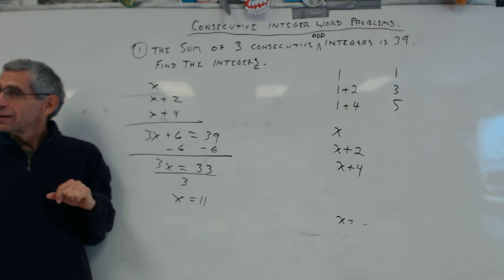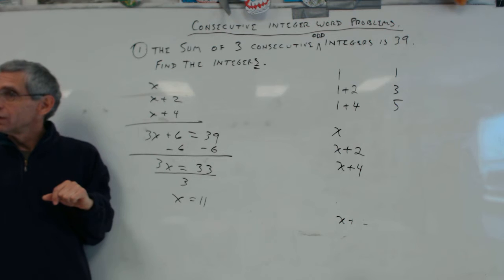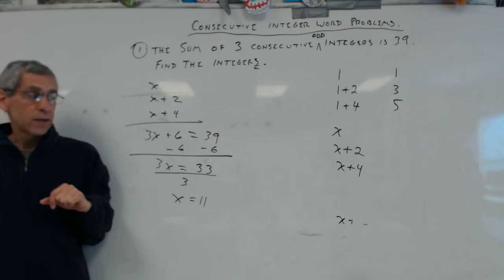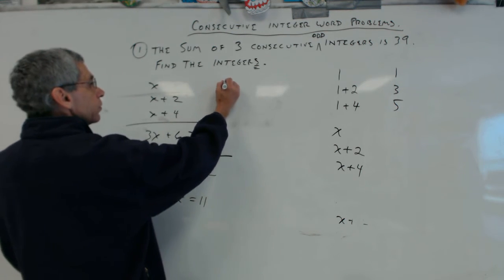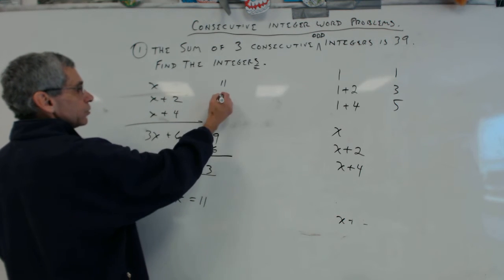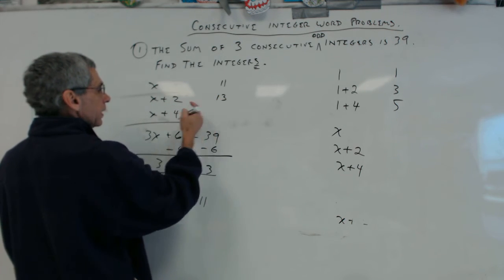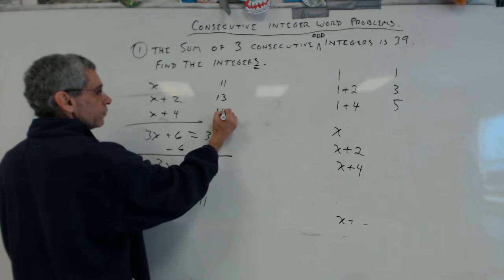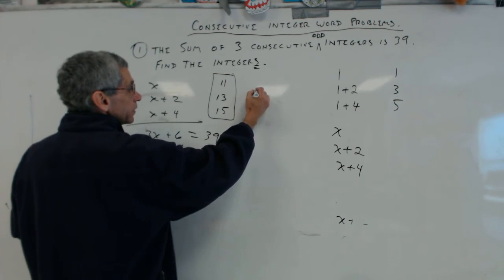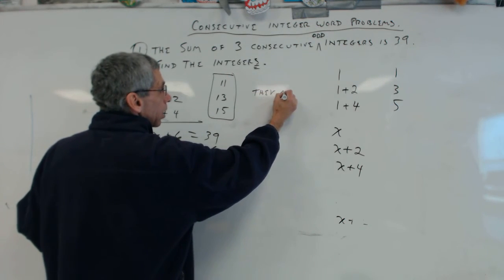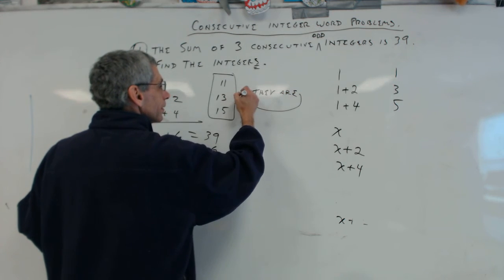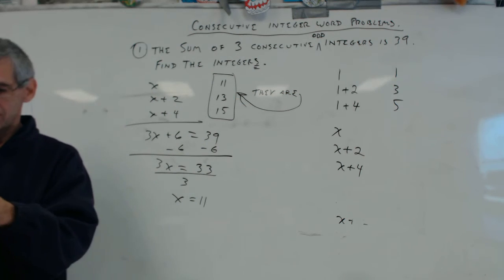No. What do I have to do? You have to add 2 and 4. Okay, so my first number is 11, my second number is 11 plus 2, which is 13, and 11 plus 4, which is 15. So those are my numbers, and I say they are this, right?